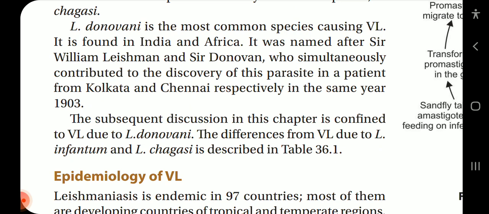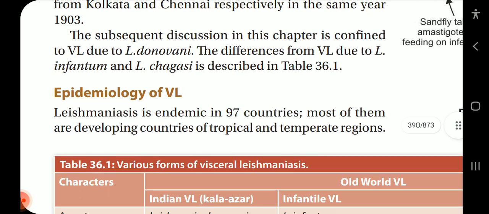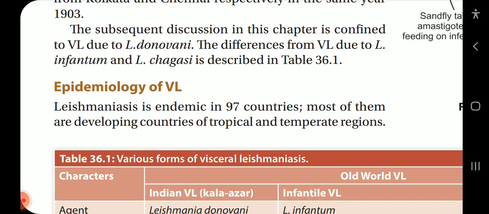The subsequent discussion in the chapter is confined to VL due to L. donovani. The differences from VL due to L. infantum and L. chagasi are described in the table.